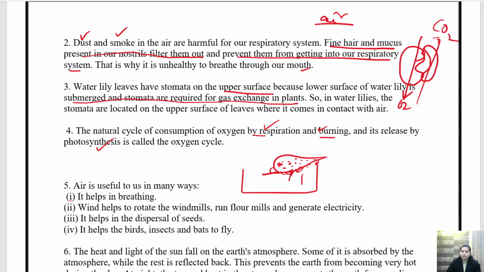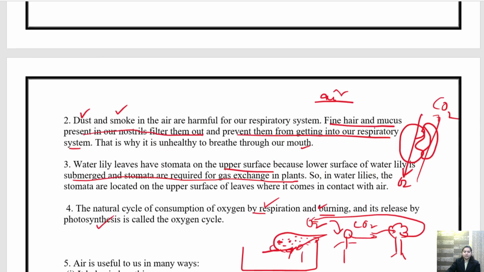Got it? So humans take oxygen and give out carbon dioxide. Carbon dioxide is taken by plants. Plants by the process of photosynthesis again release oxygen. So this is a complete cycle. This is called the oxygen cycle. Now question number 5.